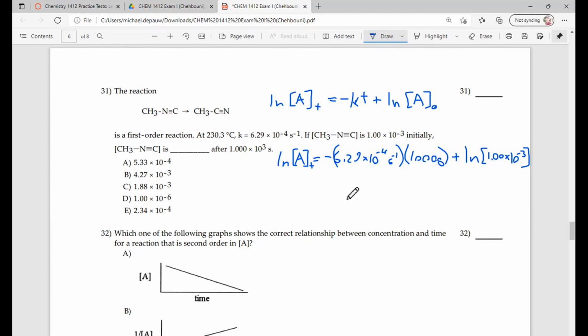So what does that give you? You have 1,000 times negative 6.29 times 10 to the negative 4th. It's going to become negative 0.629. And then you're going to have the ln of 1 times 10 to the negative 3rd, which is, what did you say? Negative 6.91. And this is going to be a unitless quantity.